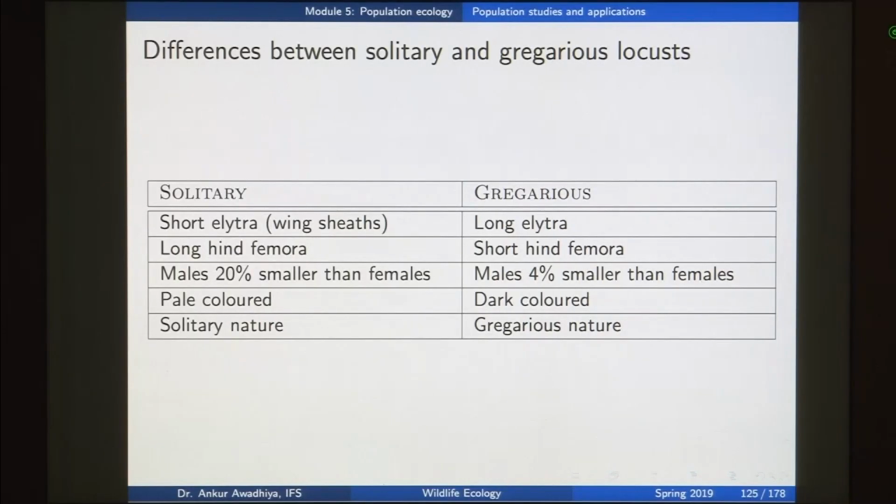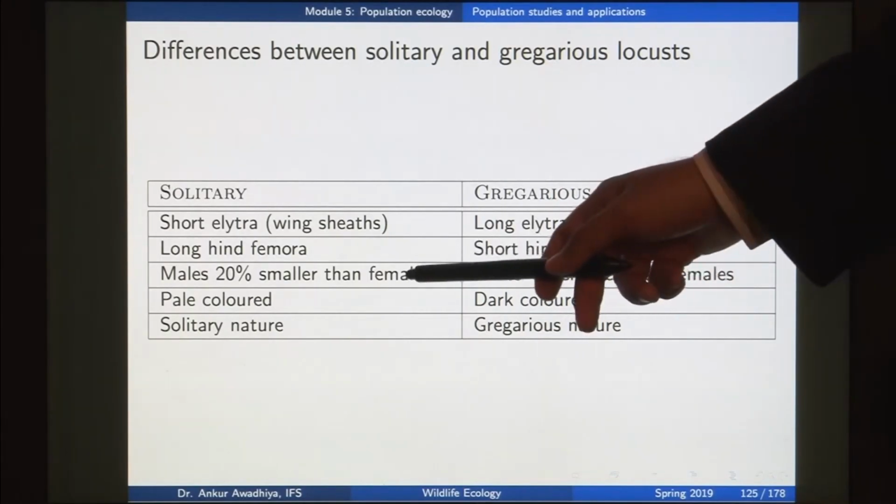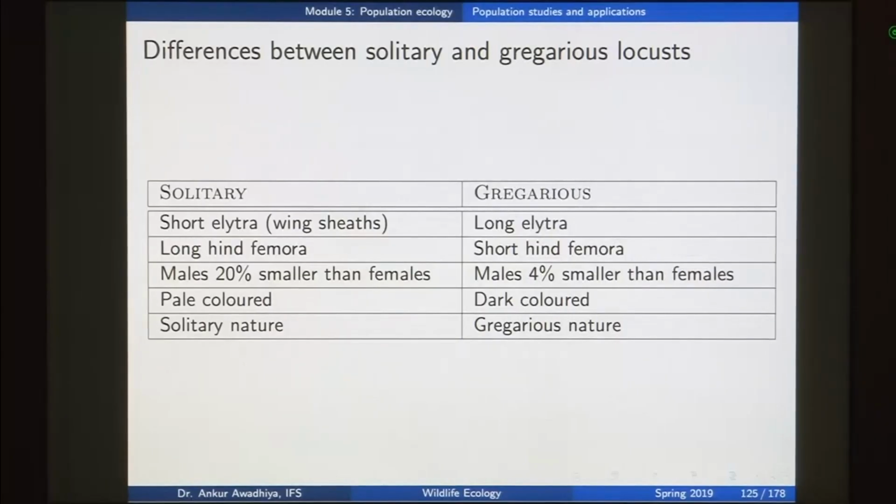In the case of the solitary phase, there are morphological differences between the solitary and the gregarious phases. In the solitary phase, you have shorter elytras, which are the wing sheaths covering the wings, and in the gregarious phase, you have long elytras. In the solitary phase, you have long hind femora and you have short hind femora in the gregarious phase. You have males that are 20% smaller than females in solitary, and males that are 4% smaller than females in gregarious. So, essentially in this case the males are very small, and there is a huge amount of sexual dimorphism that you will see.